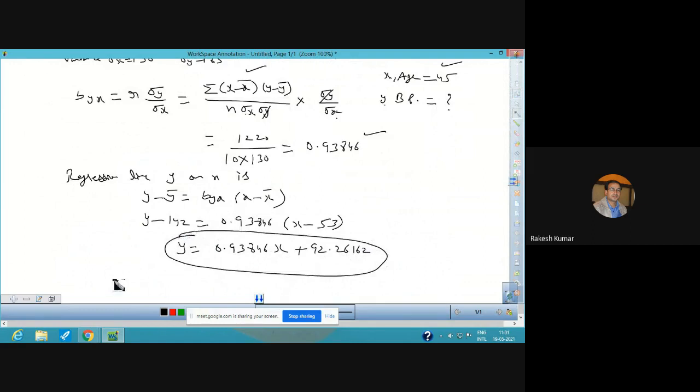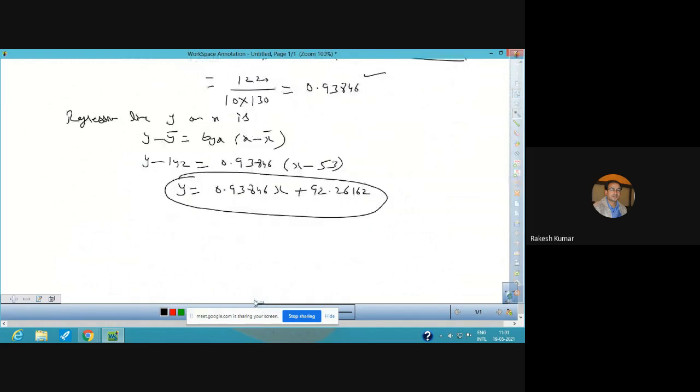Now, in the second part, we want to estimate the BP of a man whose age is 45. So, when the age of the man X is 45, then the BP Y is 0.93846 into 45 plus 92.26162. And the value of Y comes out to be 134.49.